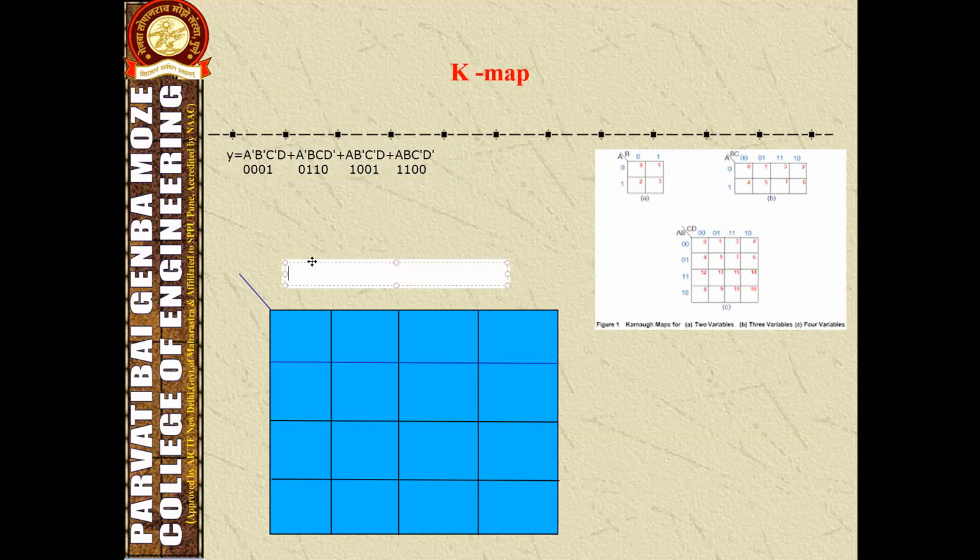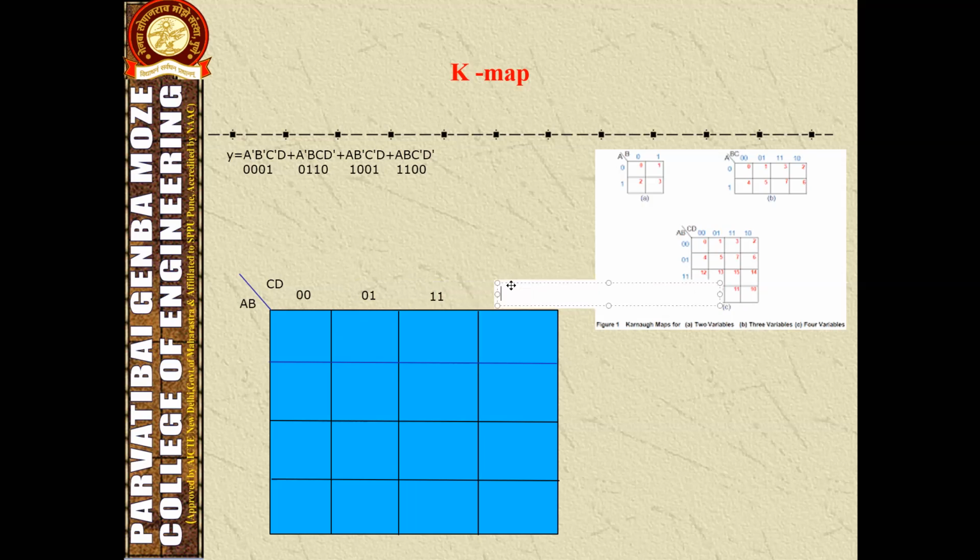This is the variable separator. Here I am considering variables AB on this side, and here C, D. Accordingly we have to give the numbers 0 0, 0 1, 1 1. Remember, after 0 1 there will be 1 1.